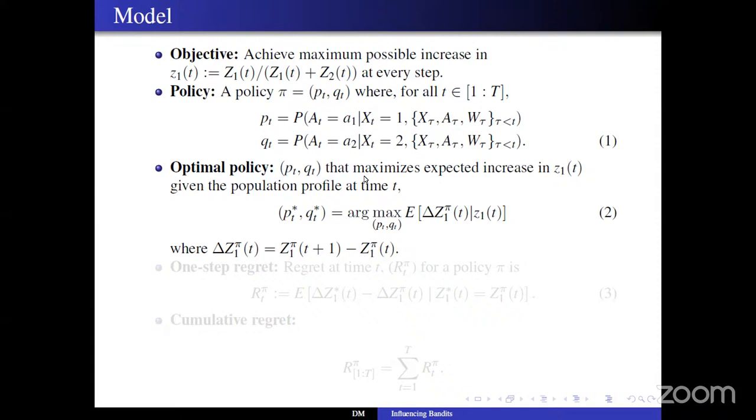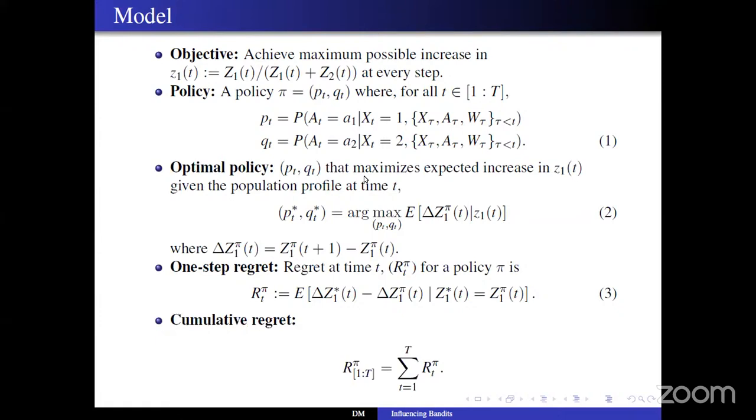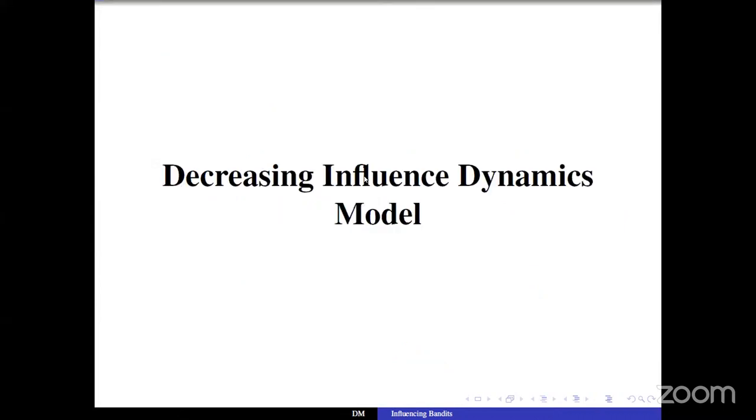Okay. Any questions on that? One step regret is the standard one, where if I have an optimal policy, the difference would be the increase that I achieve with my policy and the one with the optimal policy. And cumulative regret, you sum them up. And I'll reiterate that it's a local maximization that I'm seeking.